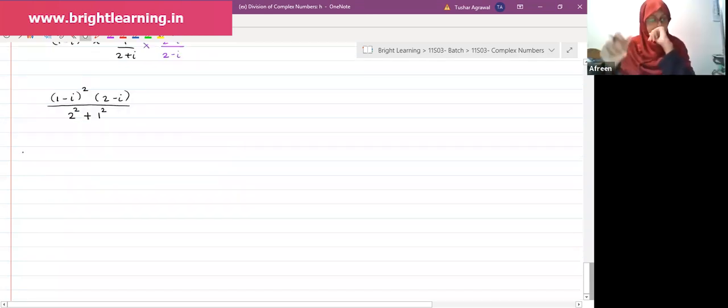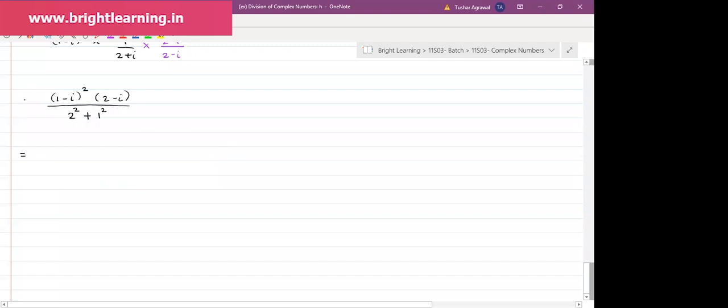The numerator, the first bracket is 1 minus i complete square. Now I will directly use the identity: a square, so a square is 1 only, plus b square. b square will be i square, so 1 plus i square, and 1 plus i square is negative 1. So a minus b whole square is a square plus b square minus 2 times ab, 2 times 1 into i. So it will be minus 2i.